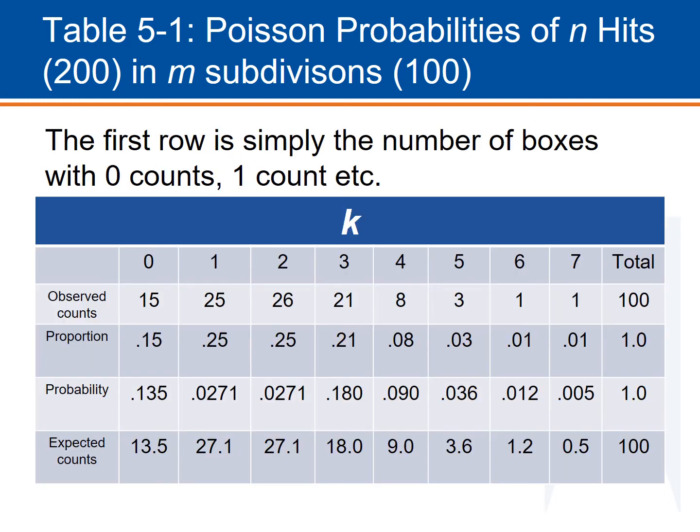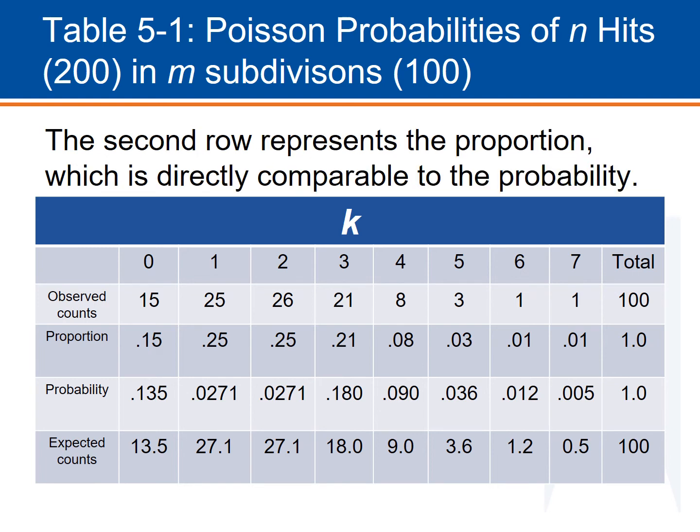Here we see the table from the book relating to the number of squares that have 0, 1, 2, 3, all the way up to 7 hits. The first row reflects the number of squares that had the given number of counts, ranging from the 15 squares with 0 hits to the 1 square with 7 hits. The second row shows the proportion. 15 out of 100 squares is a proportion of 0.15. So here you see the second row is directly comparable to the probability.